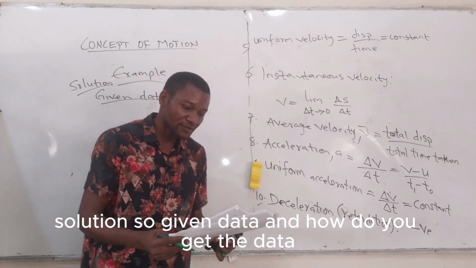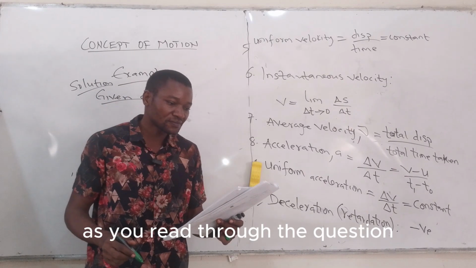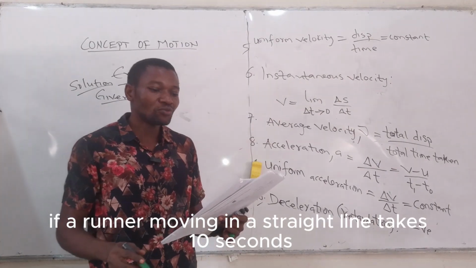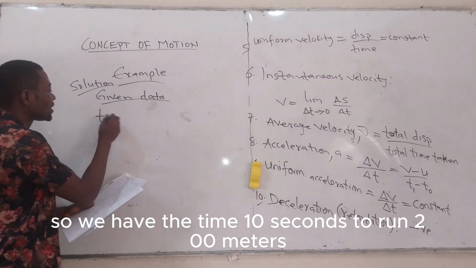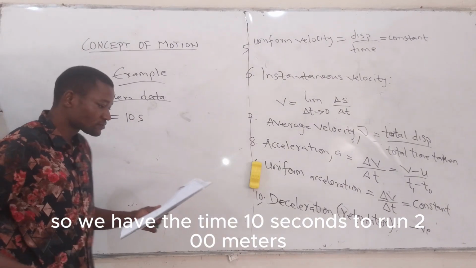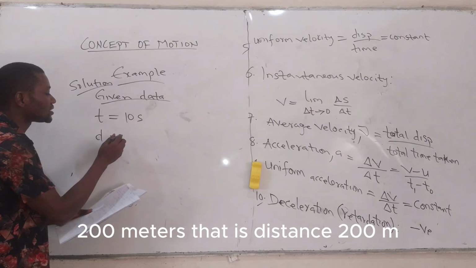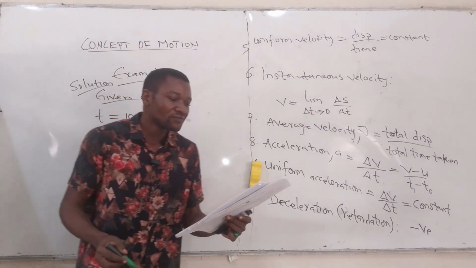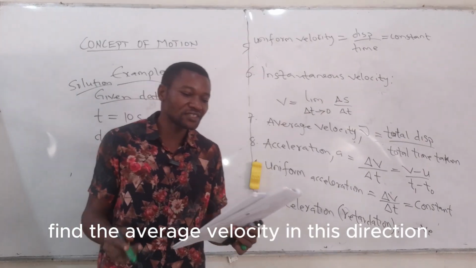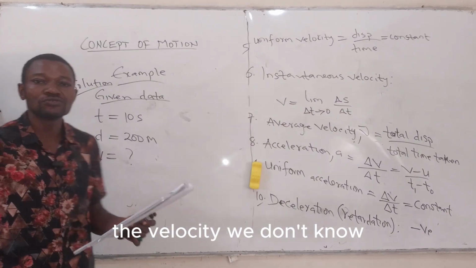So given data. And how do you get the data? As you read through, the question says if a runner moving in a straight line takes 10 seconds, so we have the time, 10 seconds, to run 200 meters. 200 meters, that is distance. Find the average velocity in this direction. The velocity we don't know.